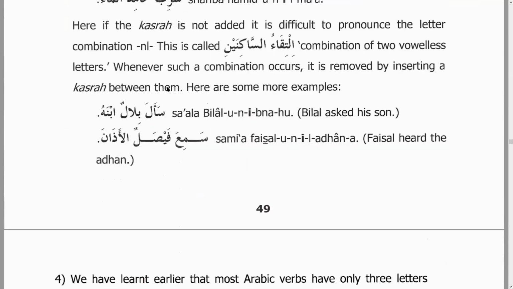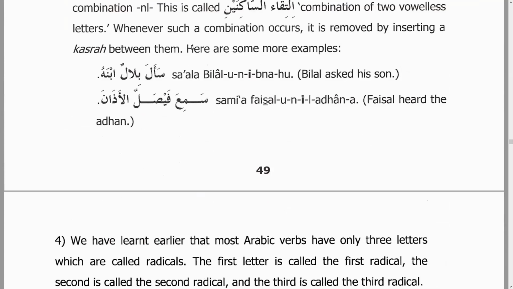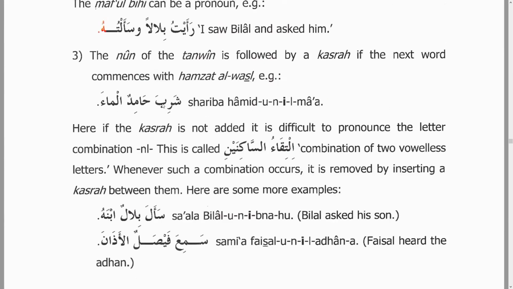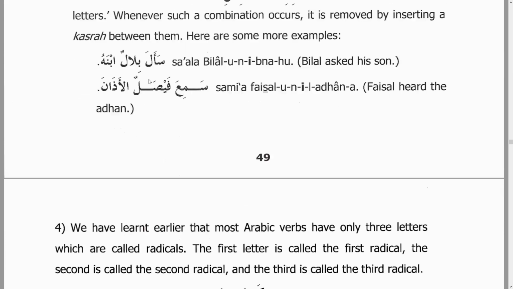We also learned that if a tanween comes, then you have to give a kasra. Sami'a faisalunil adana, that's how we read it, because the tanween, if it comes, is like a noon, and two sukuns cannot come together. So it'll be Sami'a faisalunil adana. Shariba hamidunil ma'a. We just do it.